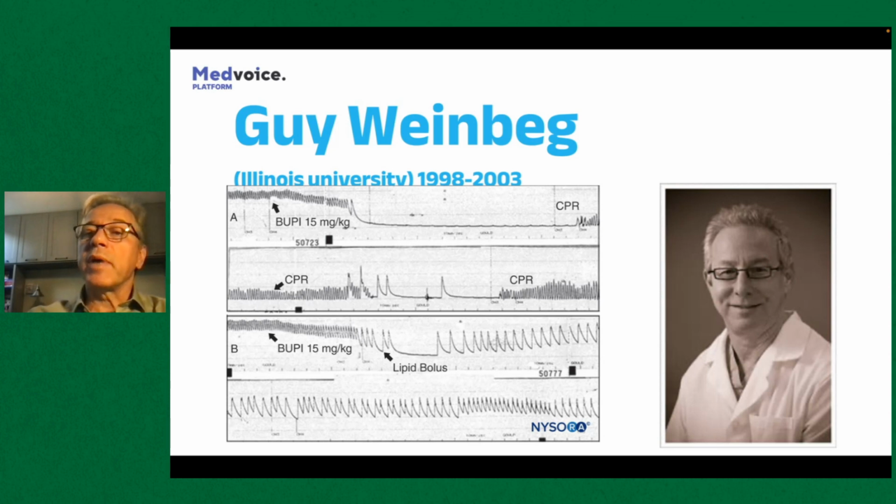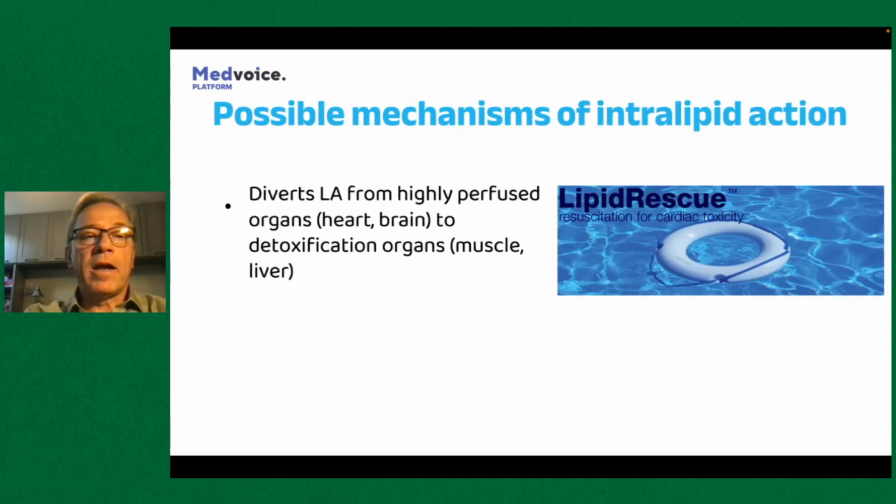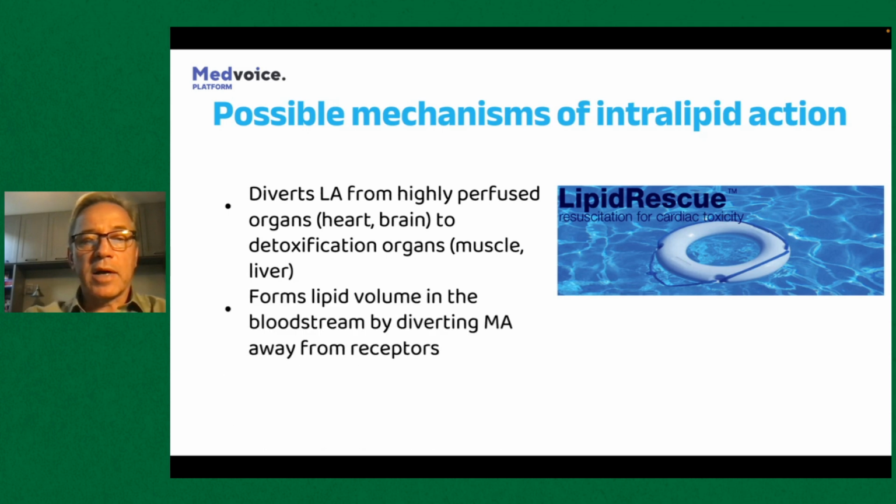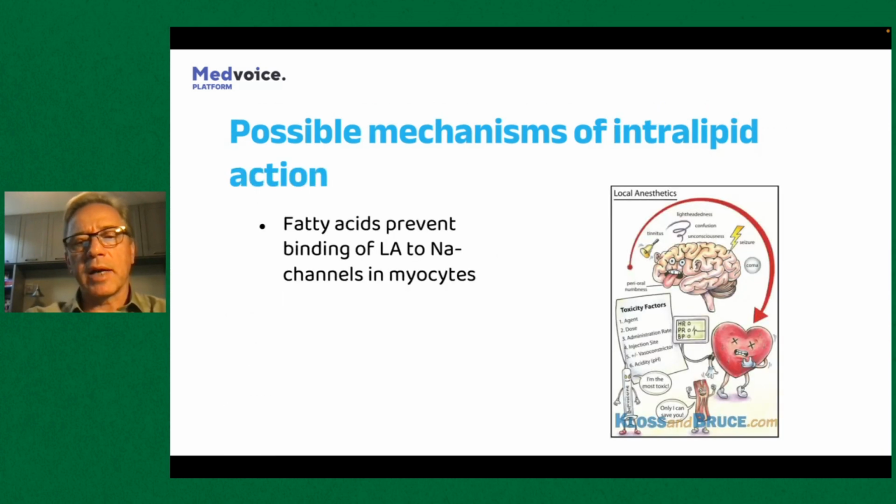What are the proposed mechanisms of intralipid action? It is understood that it diverts local anesthetic from highly perfused organs like the heart and brain to detoxification organs like muscles and liver. It forms a lipid volume in the bloodstream, diverting local anesthetic away from receptors. It increases intracellular calcium.